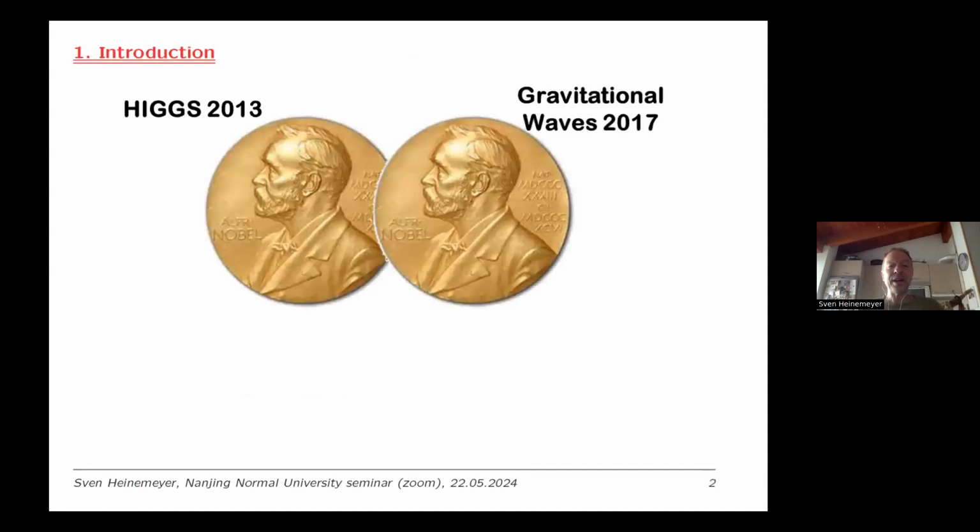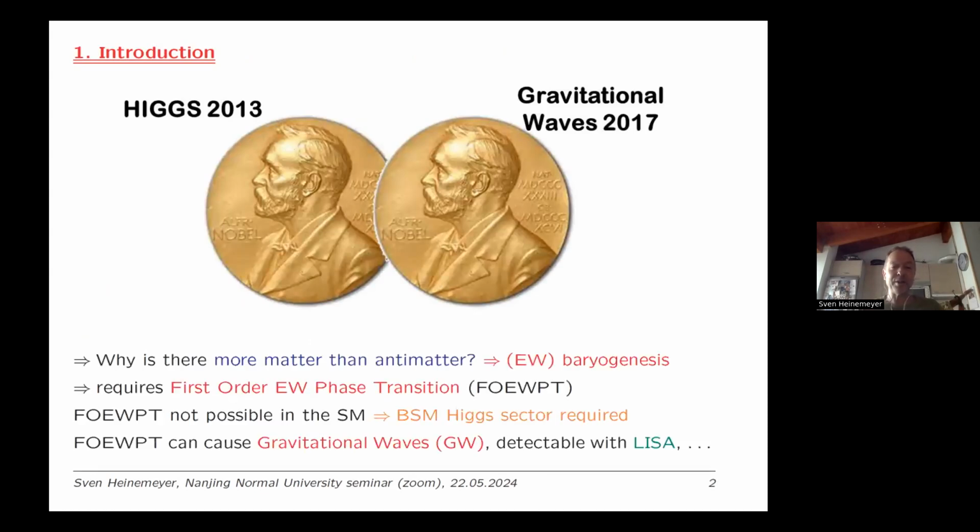Introduction. I want to combine two Nobel Prizes. It's always nice to combine Nobel Prizes, and we know them, of course: the one for the Higgs and the one for gravitational waves that was awarded 4 years afterwards. And you may ask, what is the connection between these two? Can there be a connection? And interestingly, the answer is yes, there can be a connection.